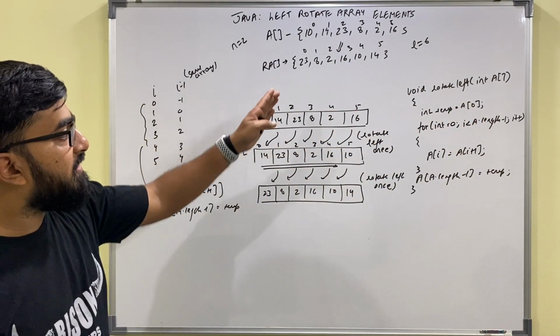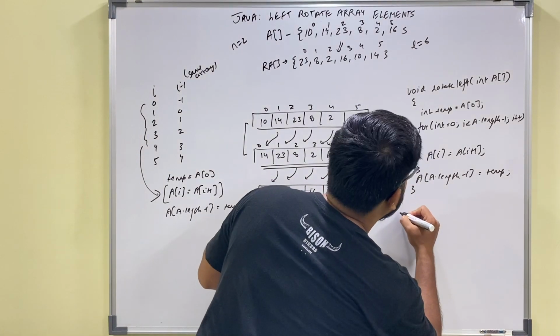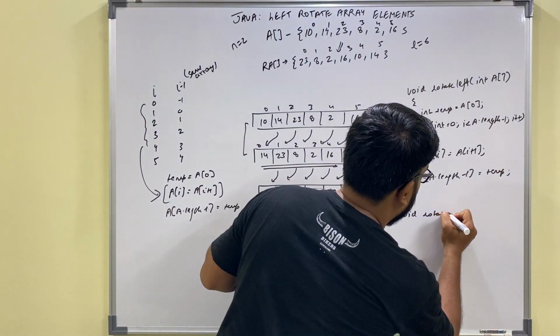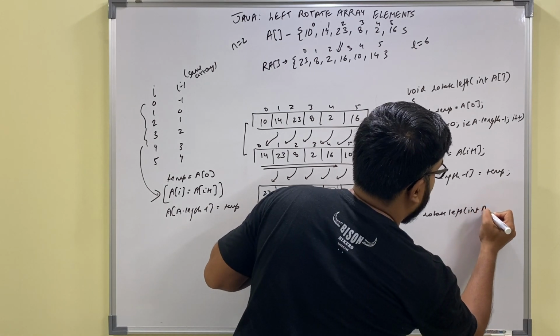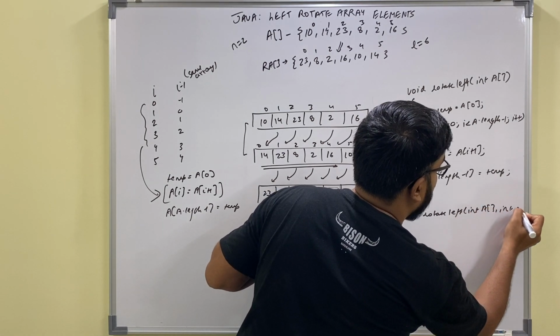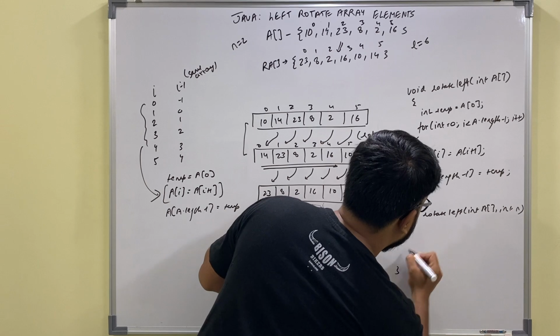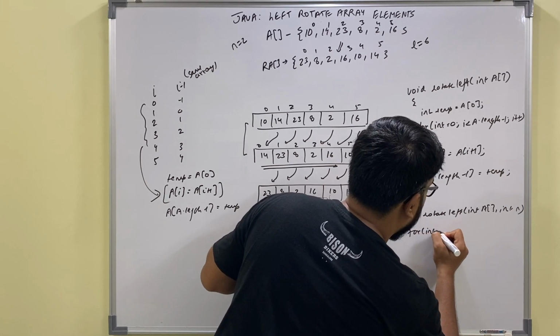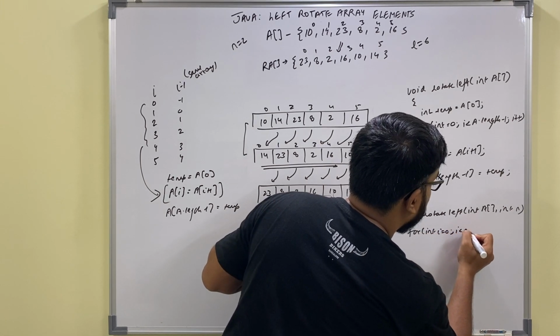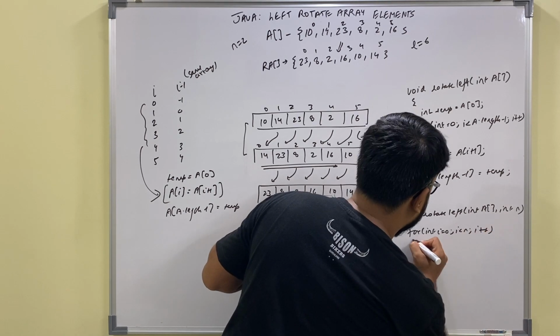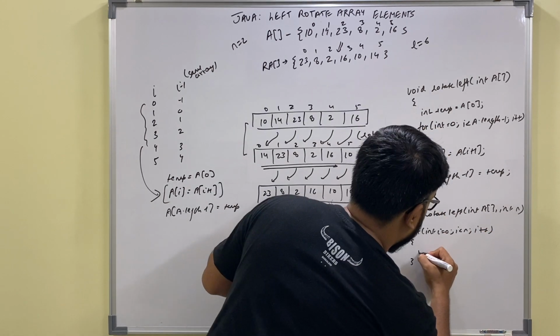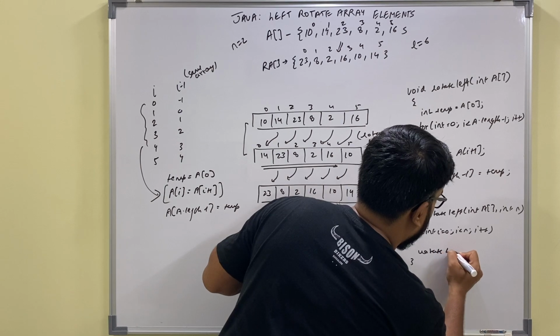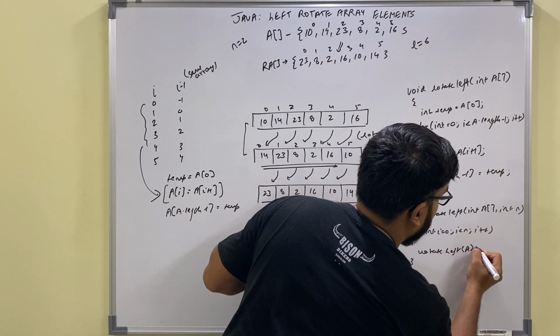And if you want to rotate this n times, what you can do is say void rotate left takes an array a and a value n. So you can say for int i equal to 0, i is less than n, i plus plus, you simply say rotate left and you pass a.